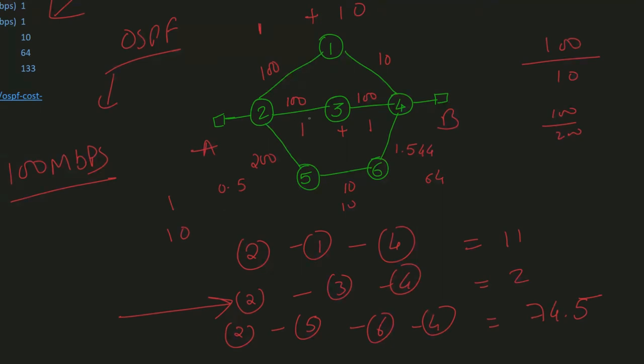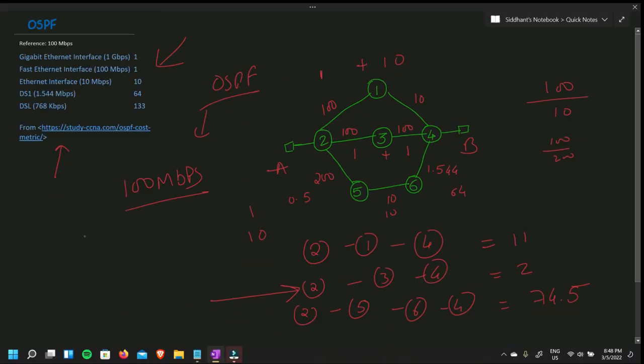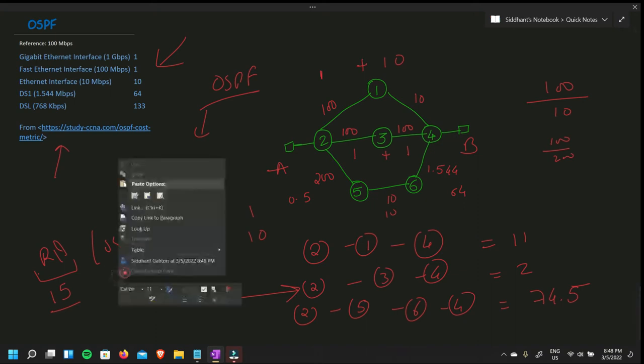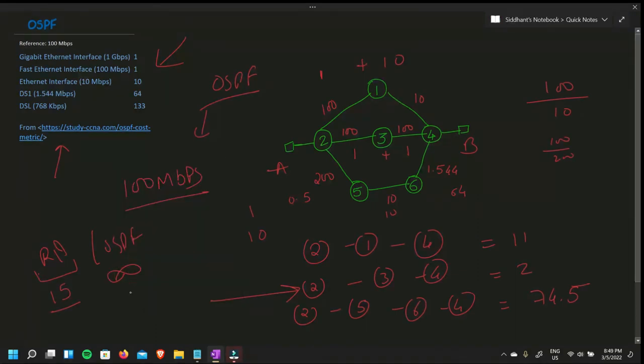So it will depend on the bandwidth of the link. This is how OSPF works in general. And this is the main difference between RIP and OSPF. The first difference is that RIP is limited to 15 routers, 15 hops, as we discussed in the RIP video. OSPF is unlimited. You can have an unlimited number of routers running OSPF. So this is like unlimited, if you say infinite, right?